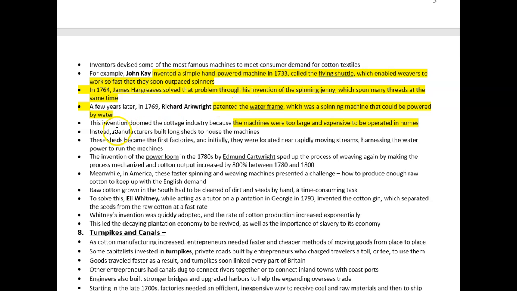Okay, I'm going to back up here. Manufacturers built long sheds to house the machines. And then sheds became the first factories. Okay, and initially they were located near rapidly moving streams, harnessing the water power to run the machines.